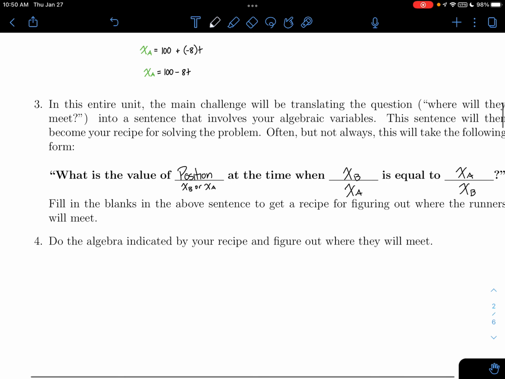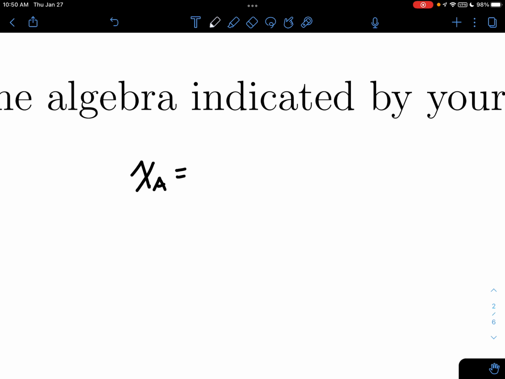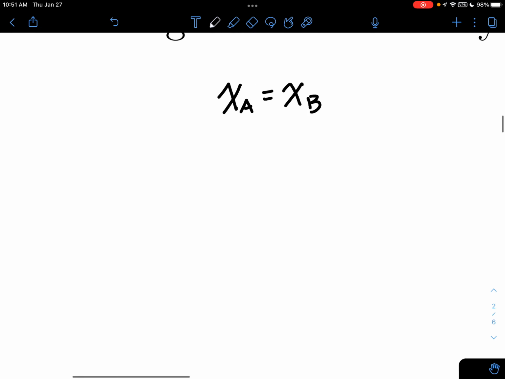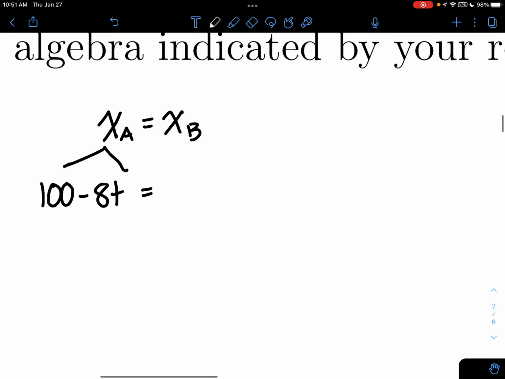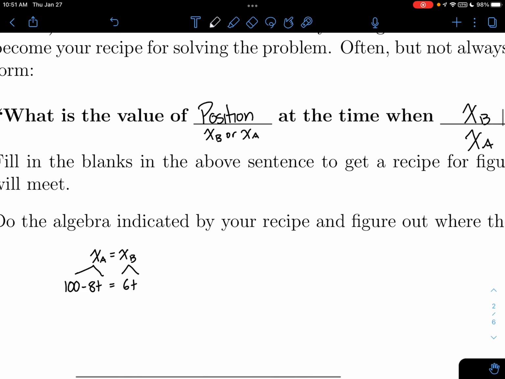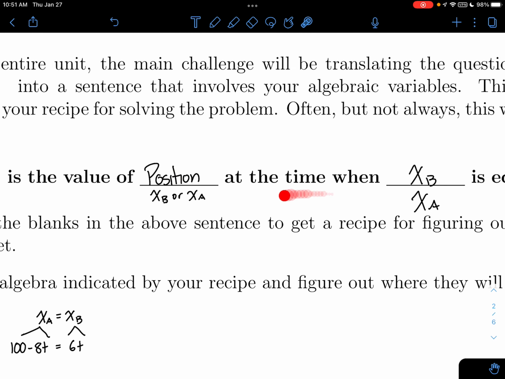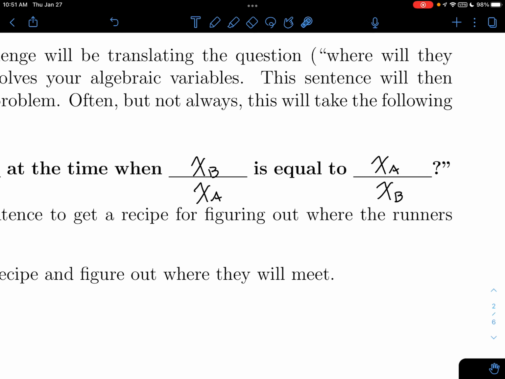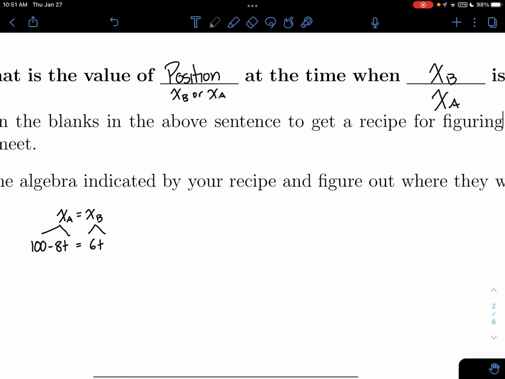So we want to set XA equal to XB, right? XA equals XB. And fortunately, we have our equations that we just got for our XA, Alice's position, and our XB, Bob's position, as a function of time, right? So we can plug in our equation for XA, which was 100 minus 8t, right? We can set that equal to Bob's position, which was 6t, right? And that's what that becomes, right? Now we have one equation, one unknown. Now we just have to solve for our time, right? Because we're trying to find the value of the position at the time when the two are equal, right? So first we have to find the time, and then we can work backwards and find our position, right?